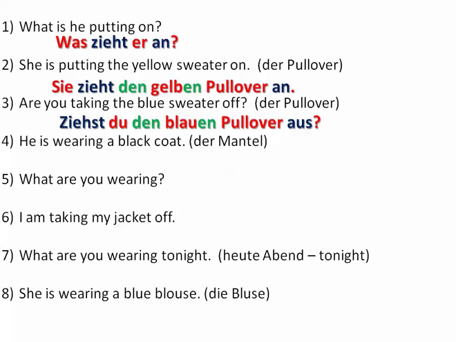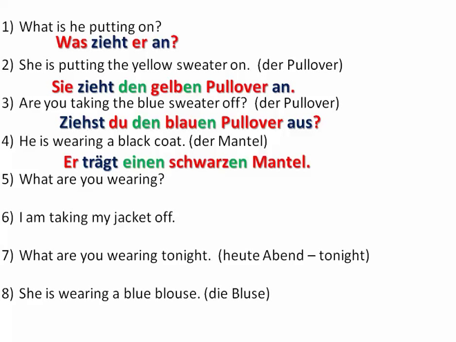He is wearing a black coat. Here's where we're going to use our verb tragen. Trägt, because third person singular. And now, since we want to say a, and it's a masculine noun, der Mantel, we're going to change it to einen. Trägt einen. We're going to add that en onto the adjective, which in this example is schwarz. So we get schwarzen. Er trägt einen schwarzen Mantel.